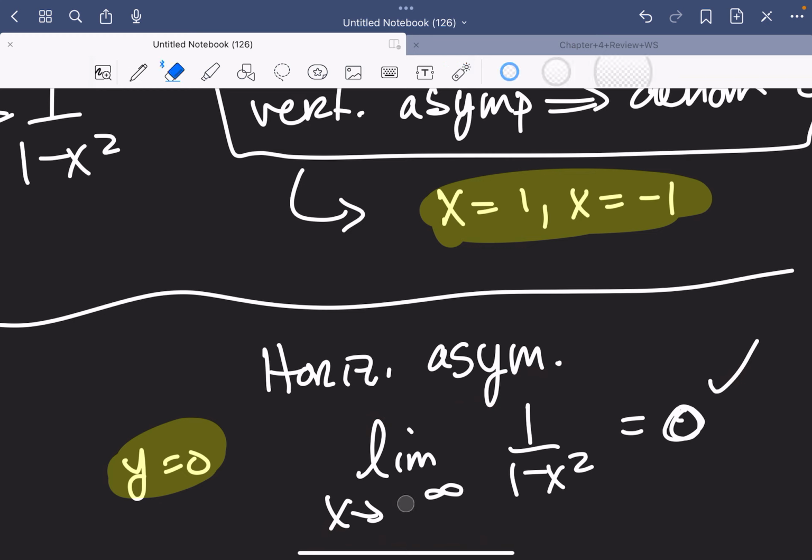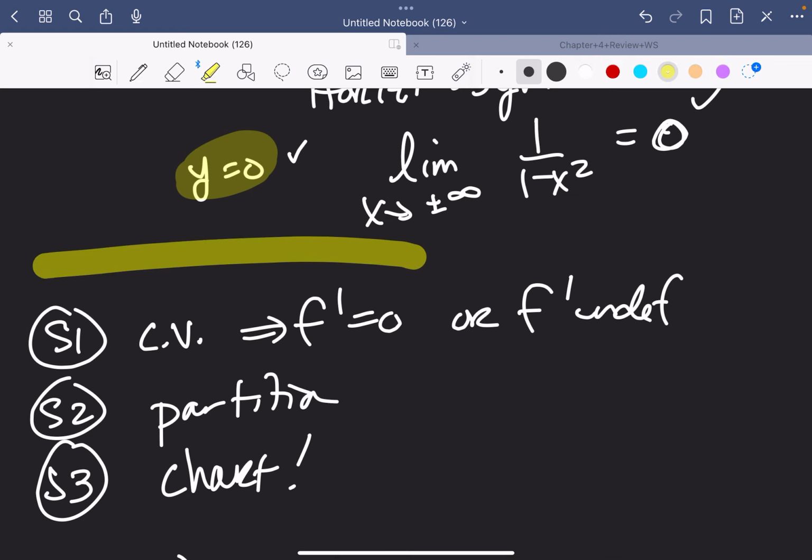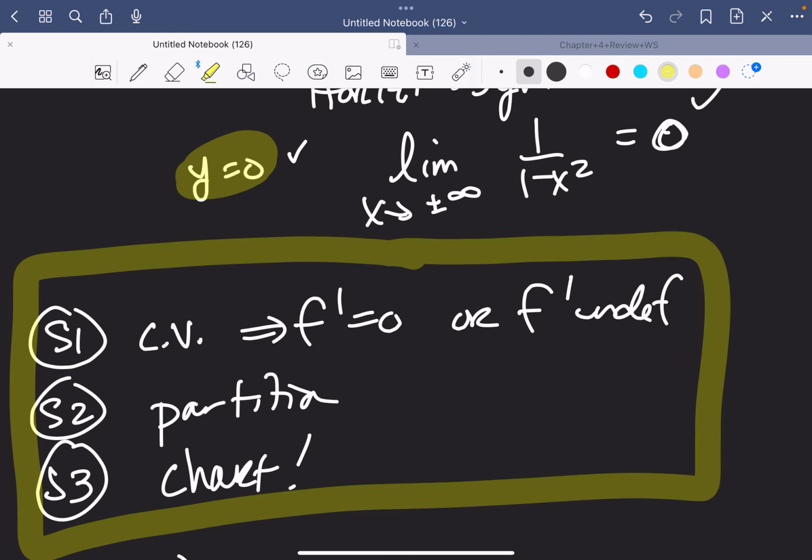So now we're ready to talk about increasing and decreasing. And the way that we do that is with this 3-step process. So first, we're going to find the critical values. We're going to partition, and then we're going to chart. So we're going to rewrite our function first. Instead of 1 over 1 minus x squared, we're going to change the form and turn it into stuff raised to a power. So stuff raised to negative 1, that means our form is stuff to the negative 1.